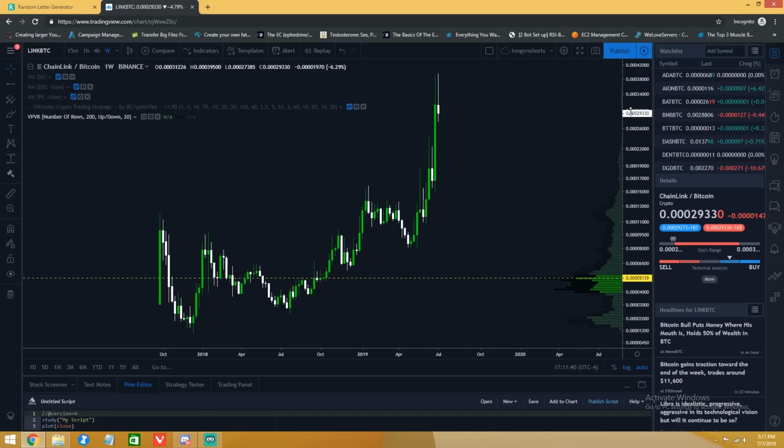I really, really enjoy using this tool. It allows me to get a different visual on my horizontal support and resistance levels. And I hope this has made sense to you guys.